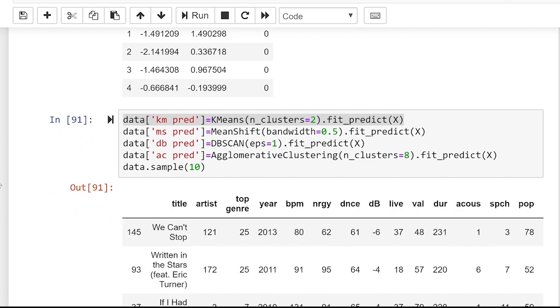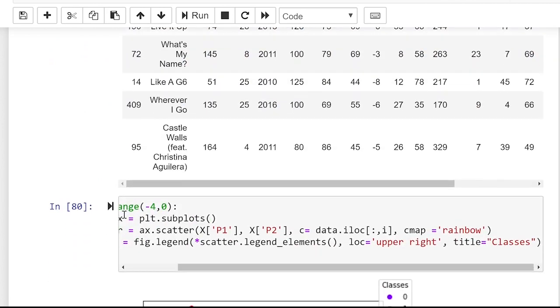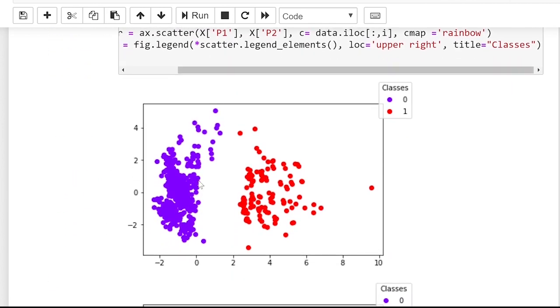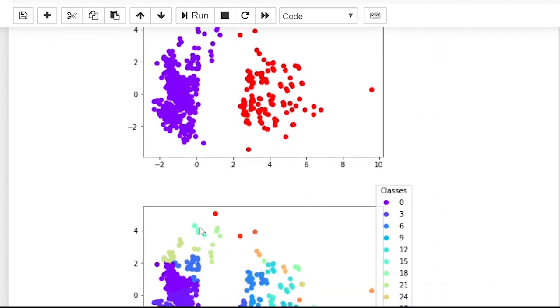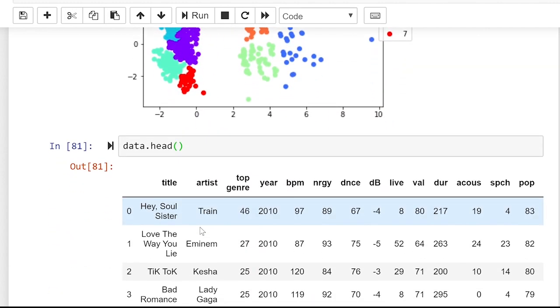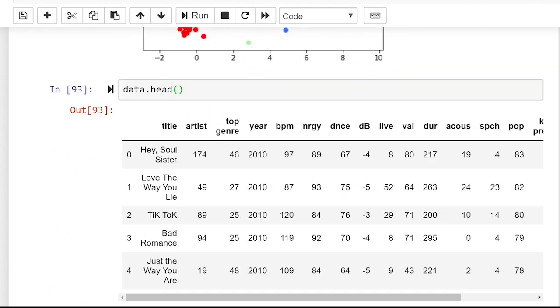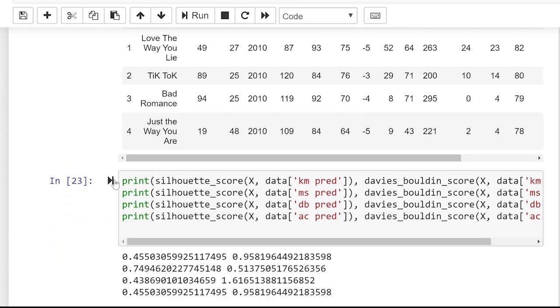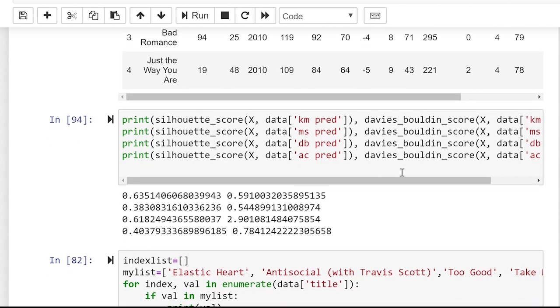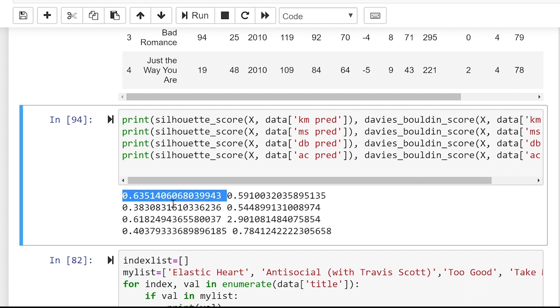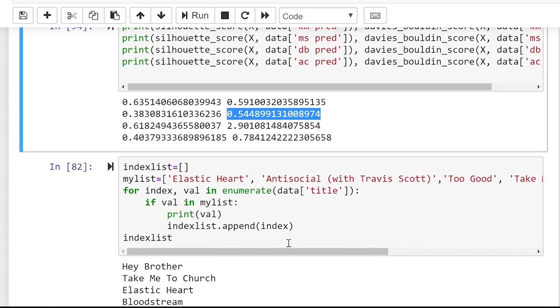Let's see how everything looks. Wow, you can see the data is more separable. I love this. It's more separable when we include artists. Artists are really important. Let's see the silhouette scores and Davies-Bouldin scores. The highest silhouette score is this one, and the lowest Davies-Bouldin score is this one.